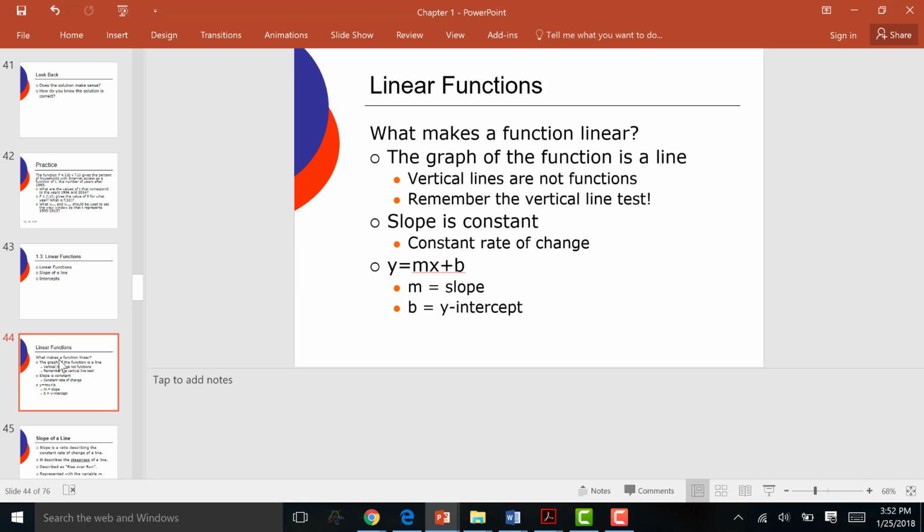Last bullet on this slide says y equals mx plus b. That is called the slope-intercept form of a linear equation, or linear function, whichever one you want to call it. Here's an example of one.